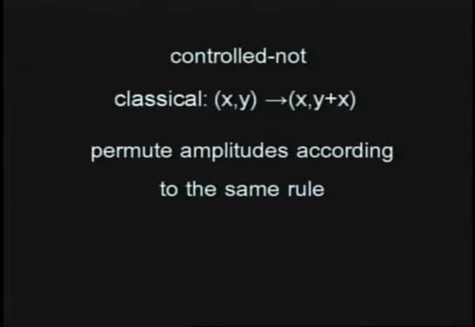I need to give you sort of a quantum description of it. And all it does, it just permutes the amplitudes according to the same rule. So to write that a little bit more formally, if it was the first 2 qubits in our computer, these amplitudes, psi x y anything, would get turned into psi x y plus x anything, right? And the third and final gate is the Hadamard gate.